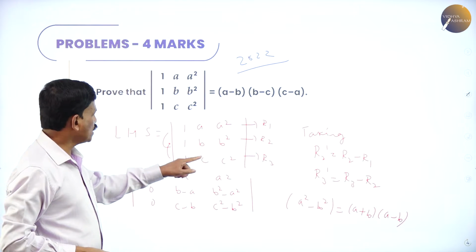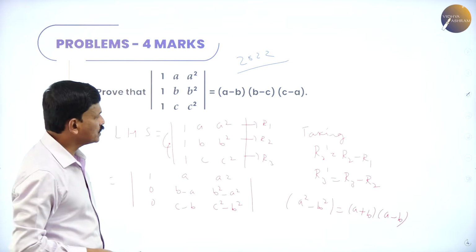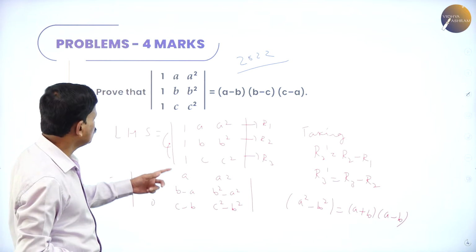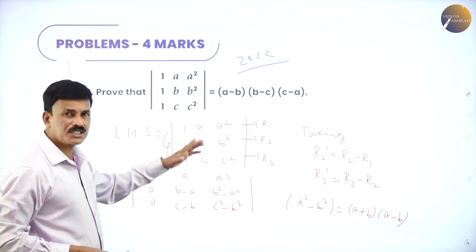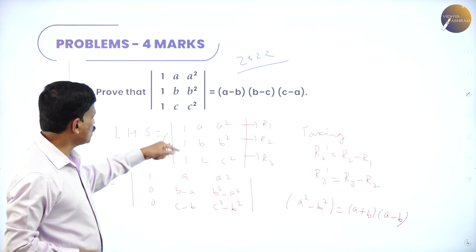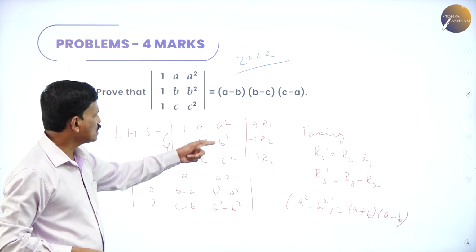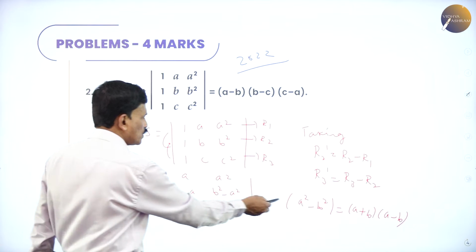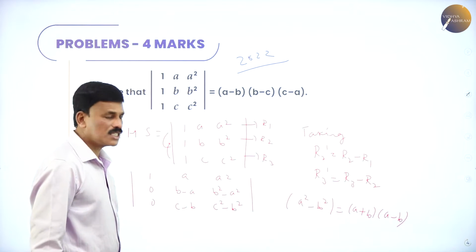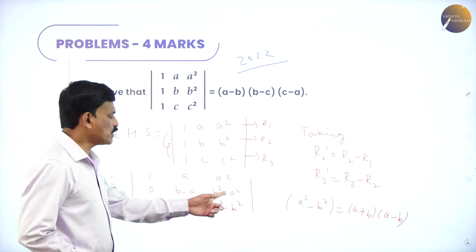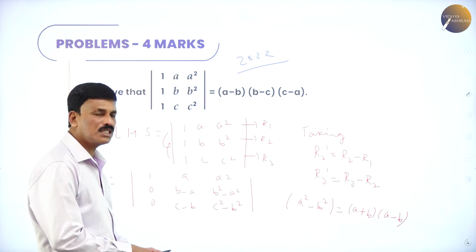Now taking R2' equal to R2 minus R1 and R3' equal to R3 minus R2. So 1, a, a square as it is. Now convert this: 1 minus 1 is 0, b minus a, b square minus a square; 1 minus 1 is 0, c minus a, c square minus a square. This can be written as: a square minus b square is (a plus b) into (a minus b). So (b plus a) into (b minus a), (c plus a) into (c minus b).